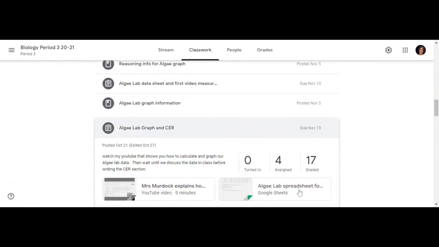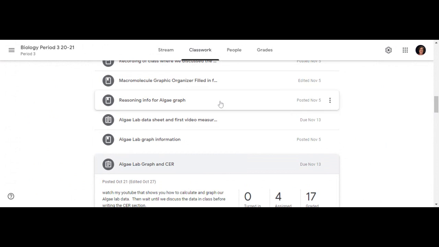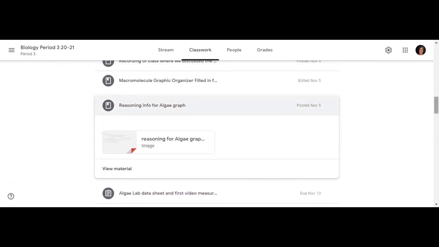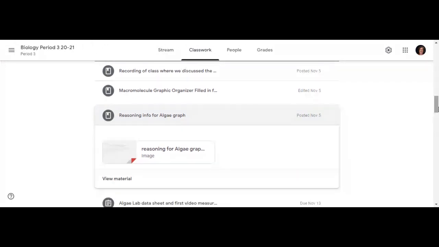And there are some of you that didn't do it at all. It's a 100-point lab. You need to do it. Not only will you find that there, you'll find help on video of how to do it. And you'll also have, look at this, reasoning info for the graph. I even filmed myself explaining things here that people didn't apparently look at, because your reasoning sections weren't very good, frankly. So that being said, that's where that is. That's not what I want you to do right now.